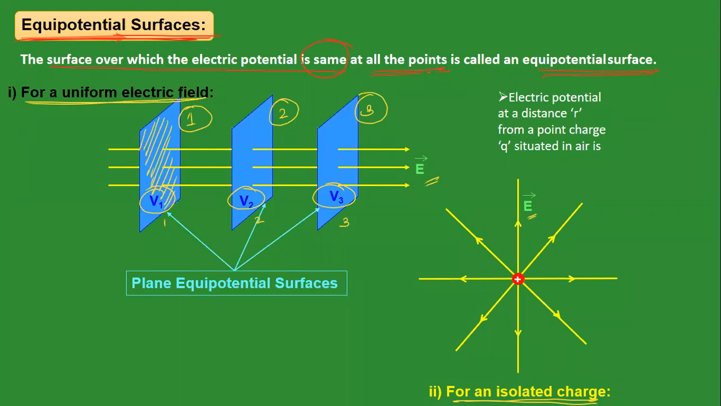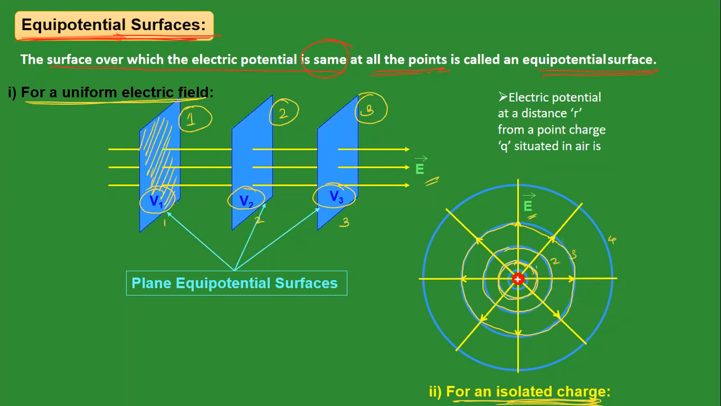Now we have to show equipotential surfaces here. If I draw, this is a circle, and this is an equipotential surface. At all points of this first circle, the potential is the same. Now this is the second equipotential surface, at all points potential is the same. This is the third equipotential surface, and the next one is the fourth. They are the equipotential surfaces for an isolated charge.